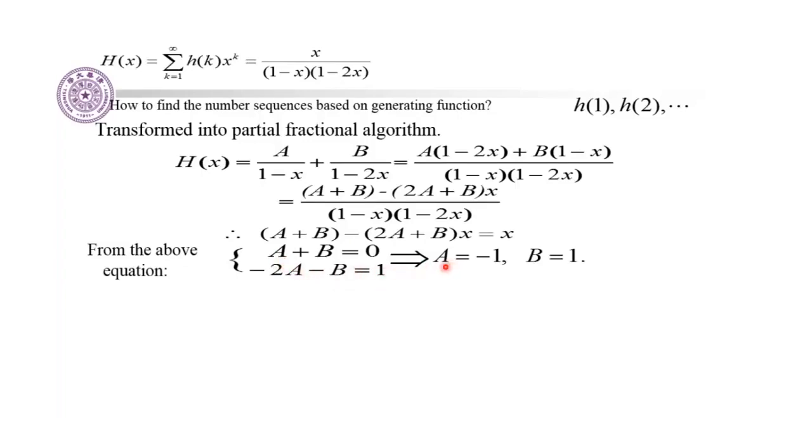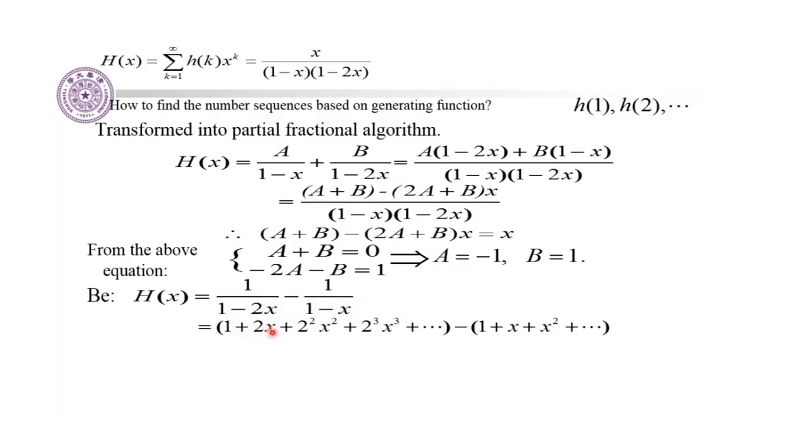Then we can know capital Hx equals 1 divided by 1 minus 2x minus 1 divided by 1 minus x. Then we can see that this can be expanded as 1 plus 2x plus 2 squared x squared plus 2 to the third power x to the third power, minus 1 plus x plus x squared continuously accumulated. So their coefficients reorganized together give 2 to the kth power minus 1. The coefficient of x to the kth power is just the complexity of Hanoi Tower, which we want to solve. This is to say hk actually equals 2 to the kth power minus 1.